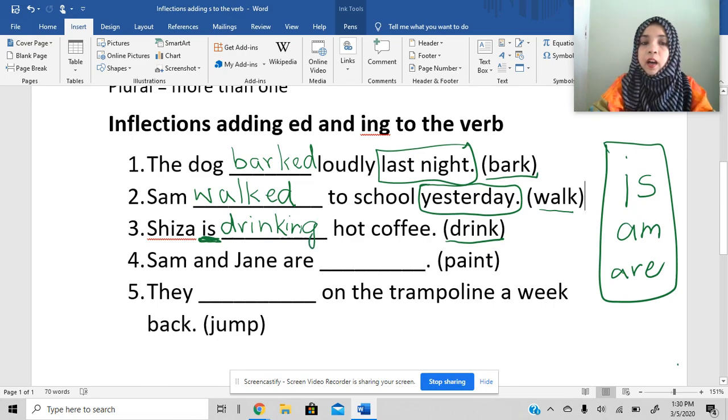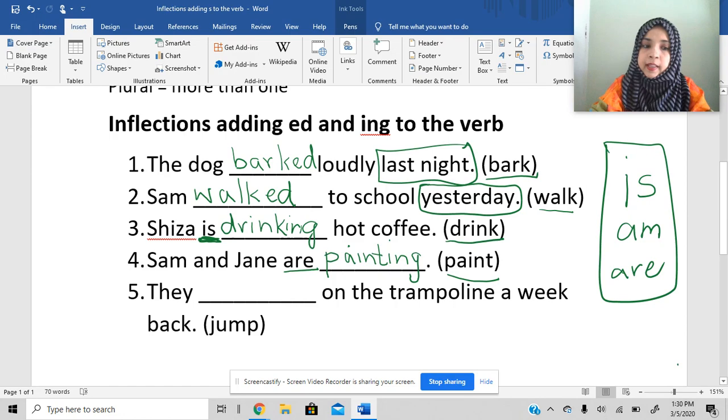Let's look at number four. Sam and Jane are dash. The verb is paint. Now, this are is telling us that something is happening right now. So we are going to automatically write ing and it is going to become painting.